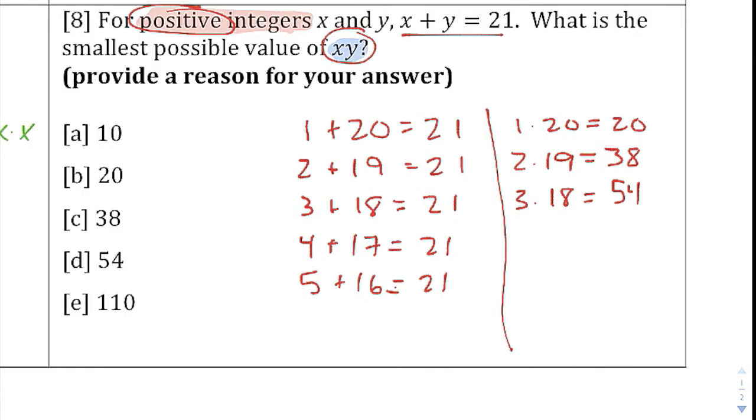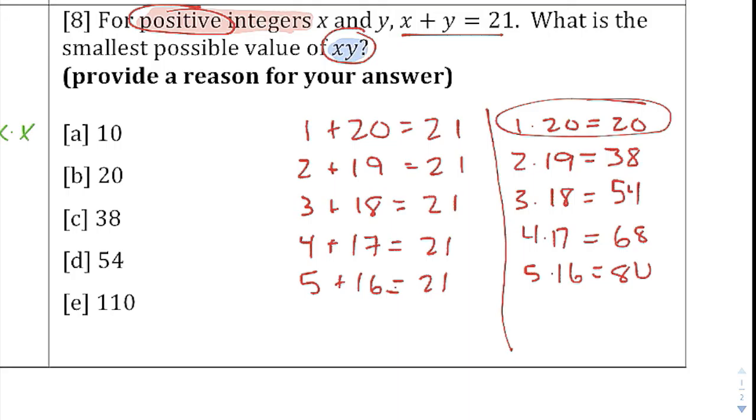4 times 17 is going to be 68. And then 5 times 16 is going to be 80. So we can start to believe that maybe this 20 will be our lowest value. But what we should do is continue this list until we get the breaking point. What I mean by that is right now we're taking a smaller number times a larger number, and we're getting 21. We should continue this list, or at least skip ahead in this list, until numbers are about the same, or the second number is now smaller.